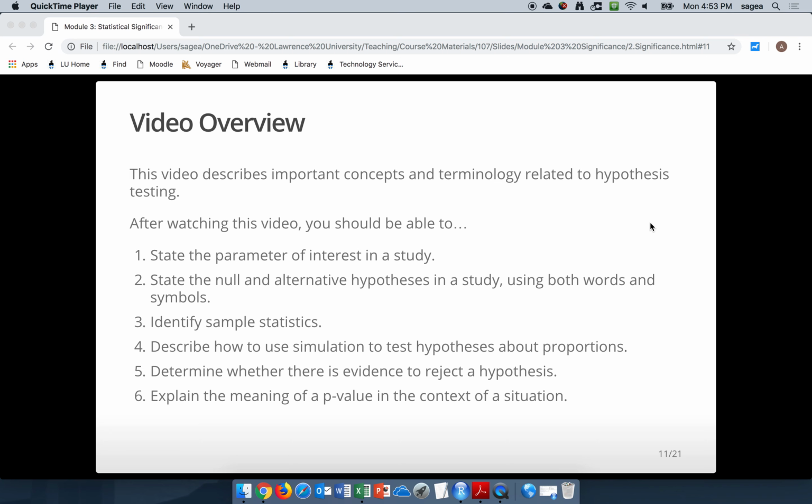In this video, we will talk about some important concepts and terminology related to hypothesis testing. After watching the video, you should be able to state the parameter of interest in a study, state null and alternative hypotheses using both words and symbols, identify sample statistics, describe how to use simulation to test hypotheses about proportions, determine whether there is evidence to reject a hypothesis, and explain the meaning of a p-value in context.